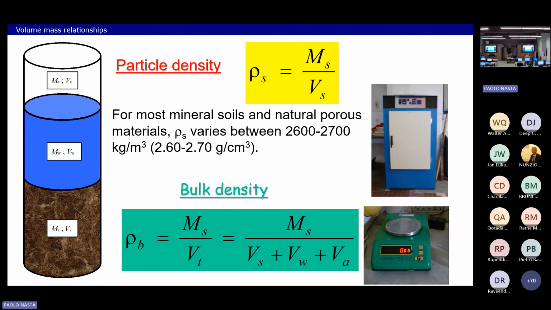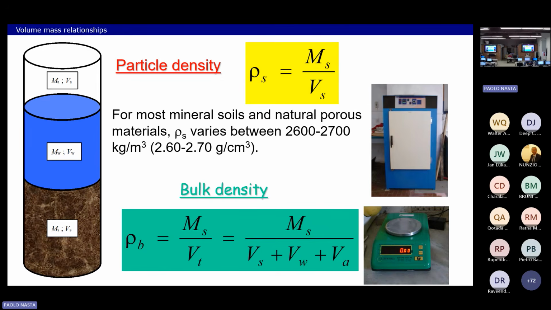The first relationship is particle density, which is the dry mass over the dry volume. As indicated, you can see the symbols on the left. You can refer to MS and VS as the solid mass over solid volume. Usually, this measurement is very difficult to carry out, so we refer to a benchmark value, which is an average value that corresponds to 2.665 grams per cubic centimeter.